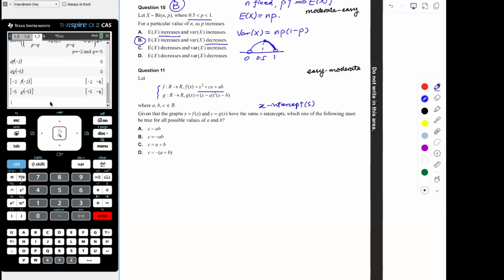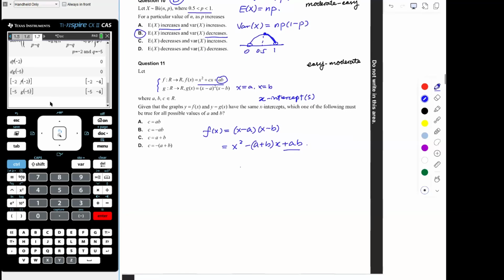But anyway, which one of the following must be true for all possible values of a and b? Well, firstly, if you have x equals a, x equals b from the second function, the first function, to share the same x-intercepts, must have (x minus a) times (x minus b) as the factorized form, which eventually gives you x squared minus (a plus b) times x plus a times b. So ab equals ab here. Therefore, the only possibility is the c term is equal to minus (a plus b), okay? Therefore, I would choose option D.